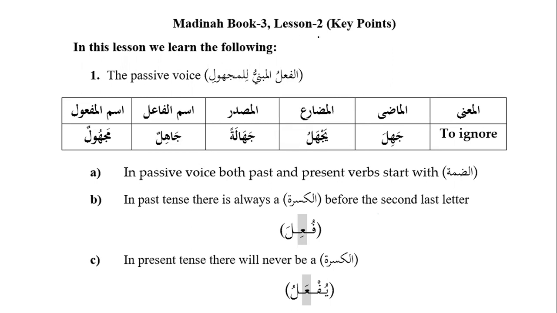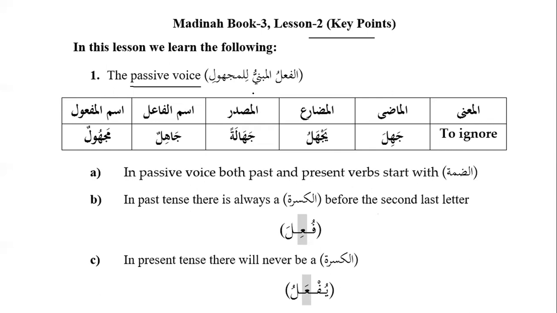So lesson number 3, the key points. We are not going to discuss all the key points, only to give you the idea about the passive voice. Everything that we have learned about the verbs up till now, starting from book 1, book 2, was all ma'loom. Ma'loom means something that is known. From tomorrow, in the next lesson, we will talk about something called passive voice.